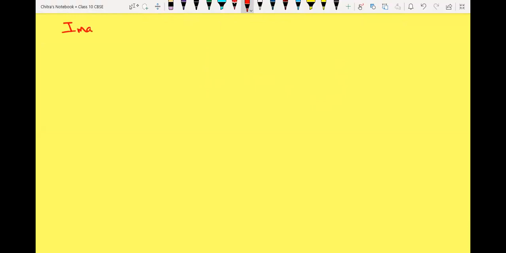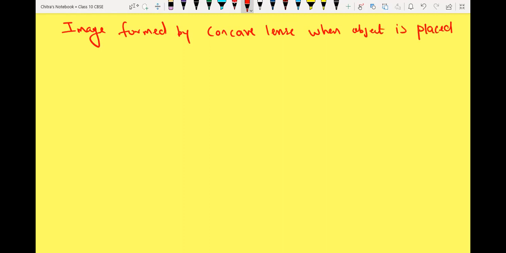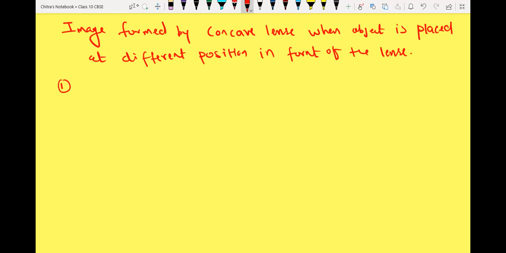So we have here the image formed by the concave lens, when the object is placed at different positions in front of the lens. So number one, we will place the object at infinite distance.